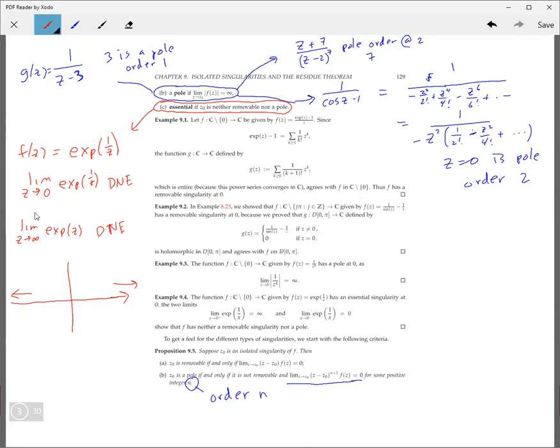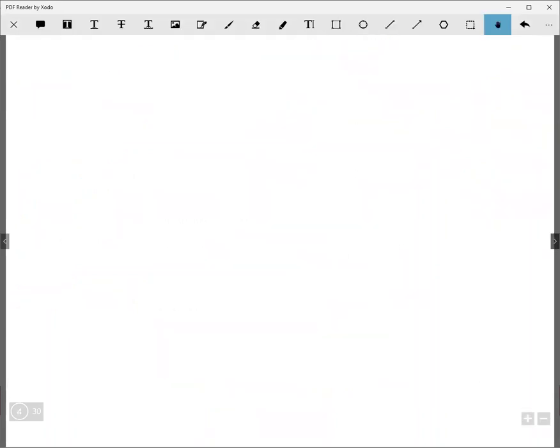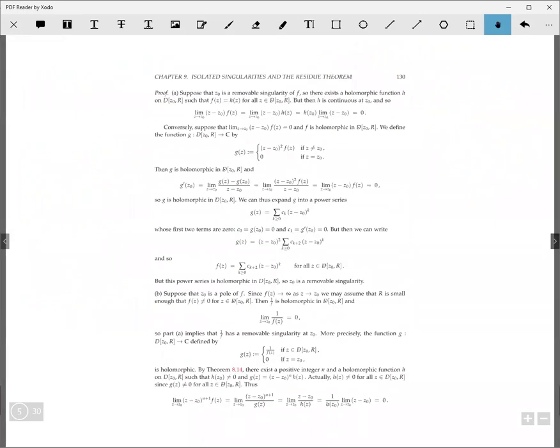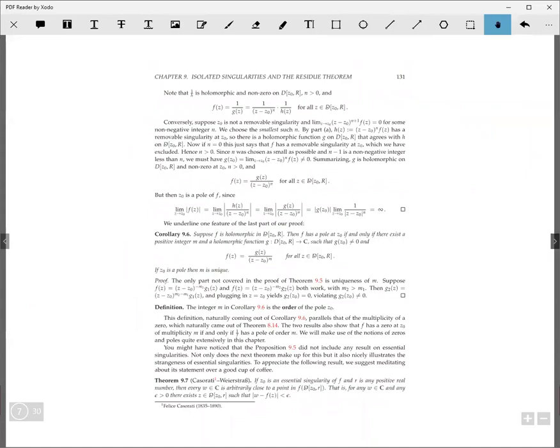So the limit doesn't exist. So that means that it's neither removable nor a pole. Okay, so that's an essential singularity. Okay, so there's more examples that you can read over in the book.